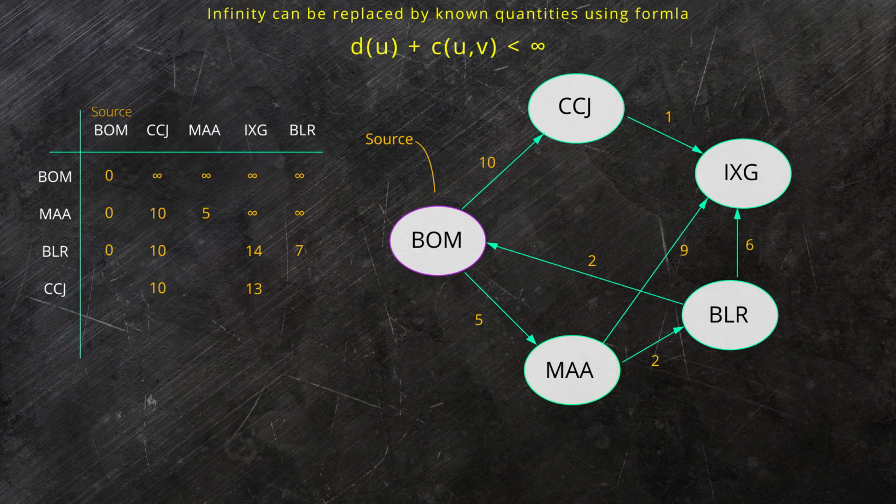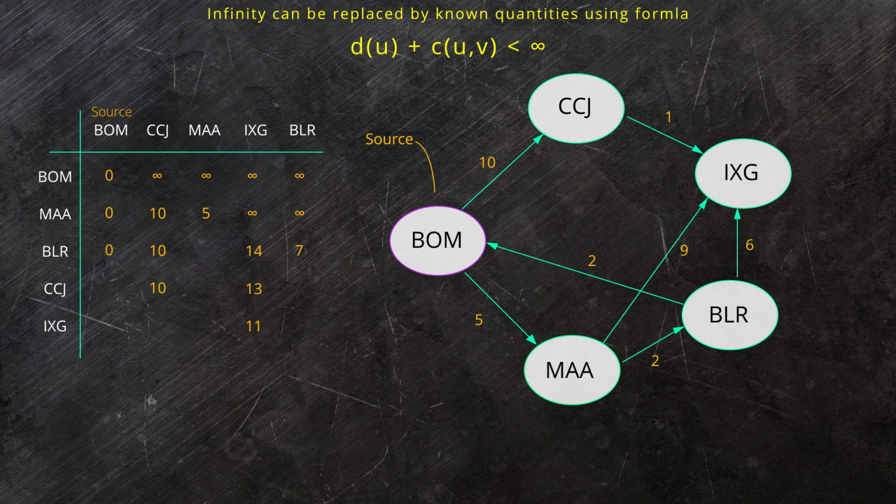10 is CCJ. Now, do we have a route from CCJ to IXG? Yes, we have a route from CCJ to IXG. That is 10 plus 1, that is 11. So it is less than 13. So you will be updating CCJ to IXG. So this value is 11. That is IXG. So these are the selected vertices. This is how we have chosen the vertex. So now we have received the feasible solution.